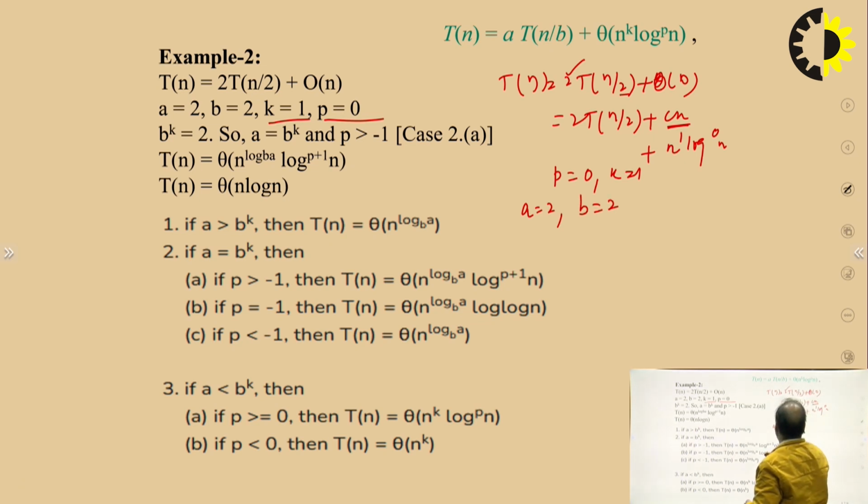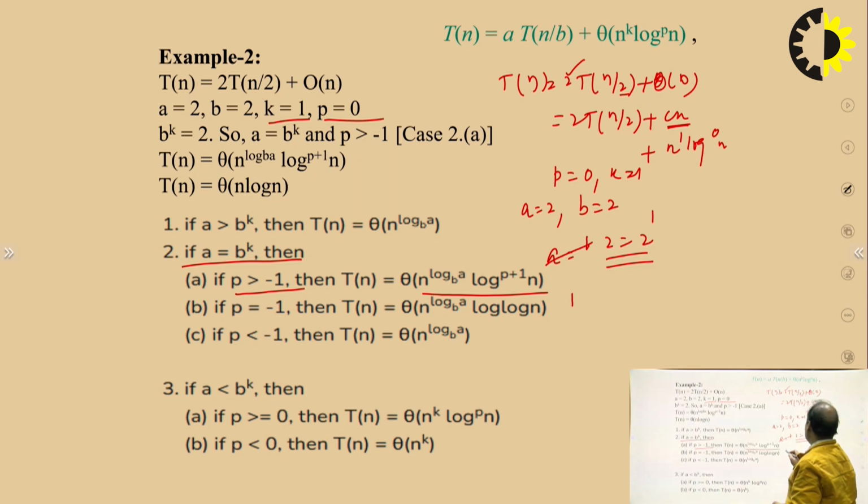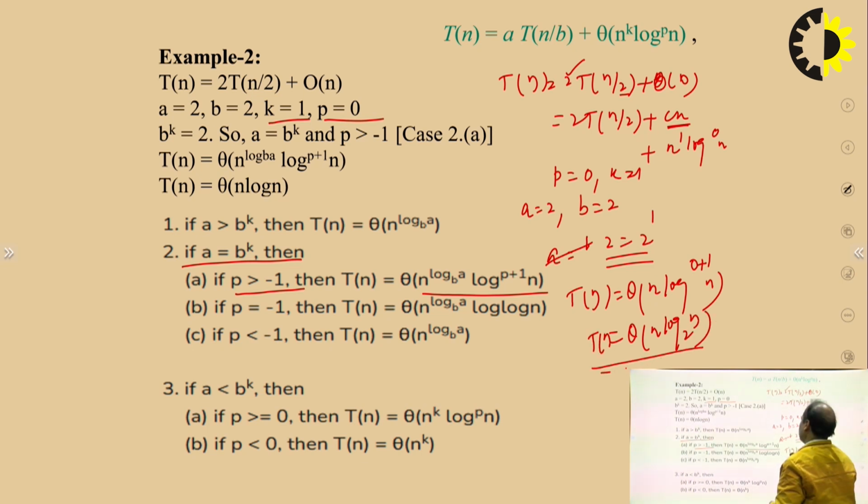Now a is 2 to the power 1, which is true. That means case number 2. Now p is 0, so again this case is applicable. The solution is very easy: T(n) is theta of n to the power log a base b, which is n, times log to the power p plus 1, so 0 plus 1, times n. So this becomes theta of n log n. This is the solution of this recurrence. It is very simple.